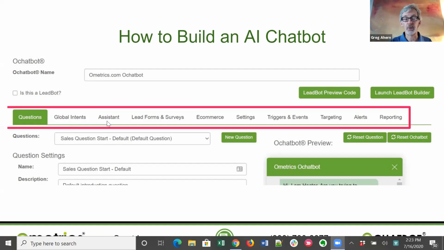The assistant is a quick way of putting in FAQ kind of stuff. Then lead forms and surveys. We have built-in lead forms and surveys that funnel them into any kind of question. This is kind of like a lead bot on steroids. E-commerce has all the settings for e-commerce. Then you have general settings, triggers and events. This is how the bot is going to trigger. Is it going to ask this question on this page? Is it going to ask a different question on the checkout page compared to the home page? And then we have targeting and alerts and reporting.